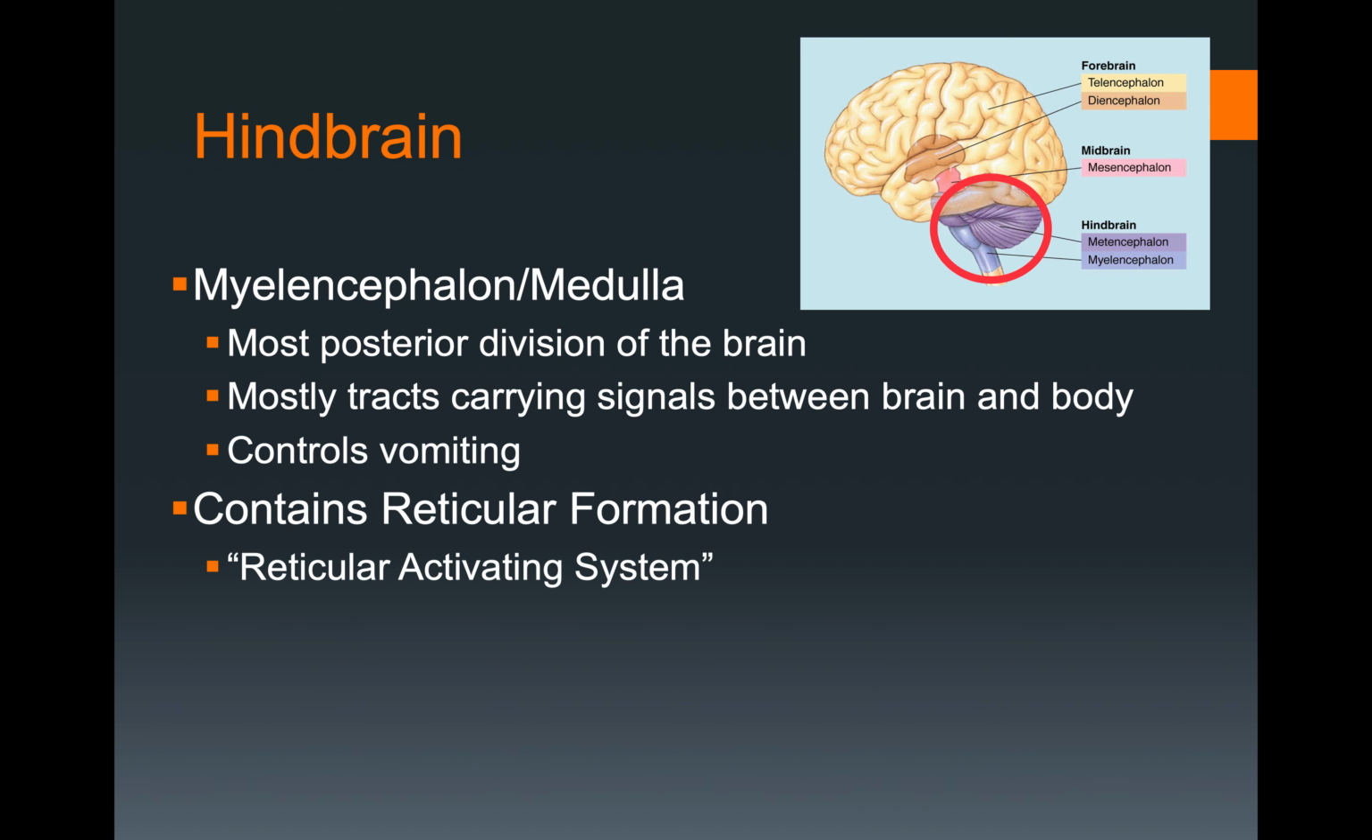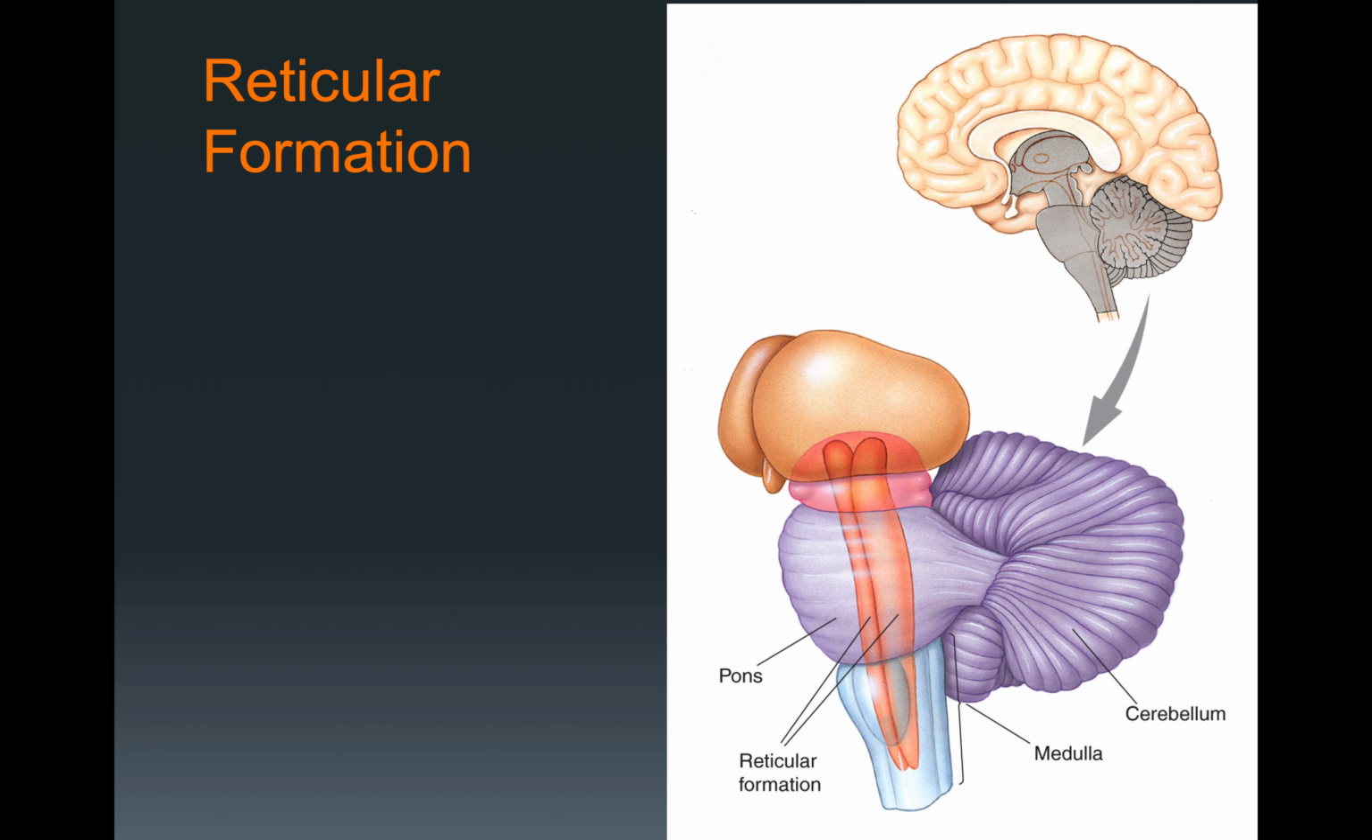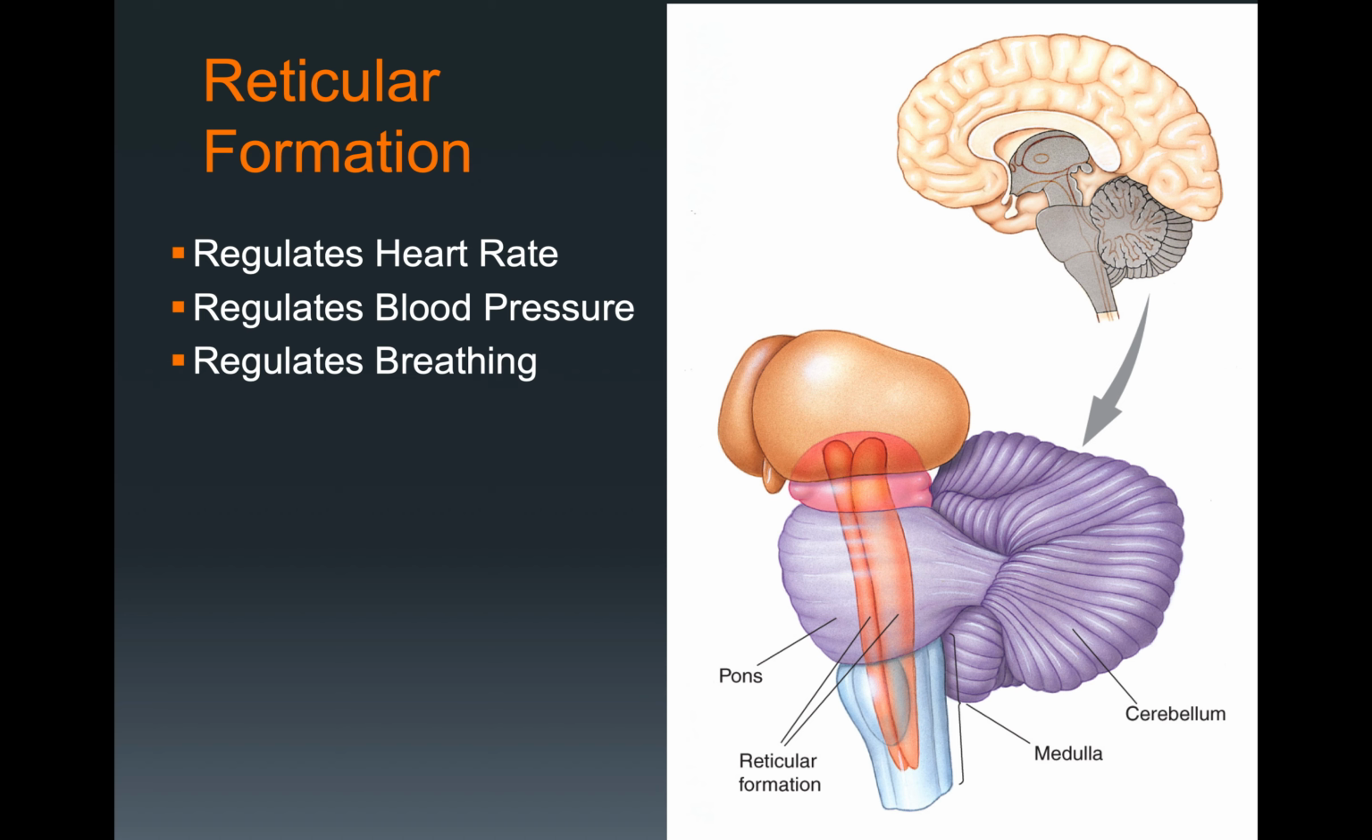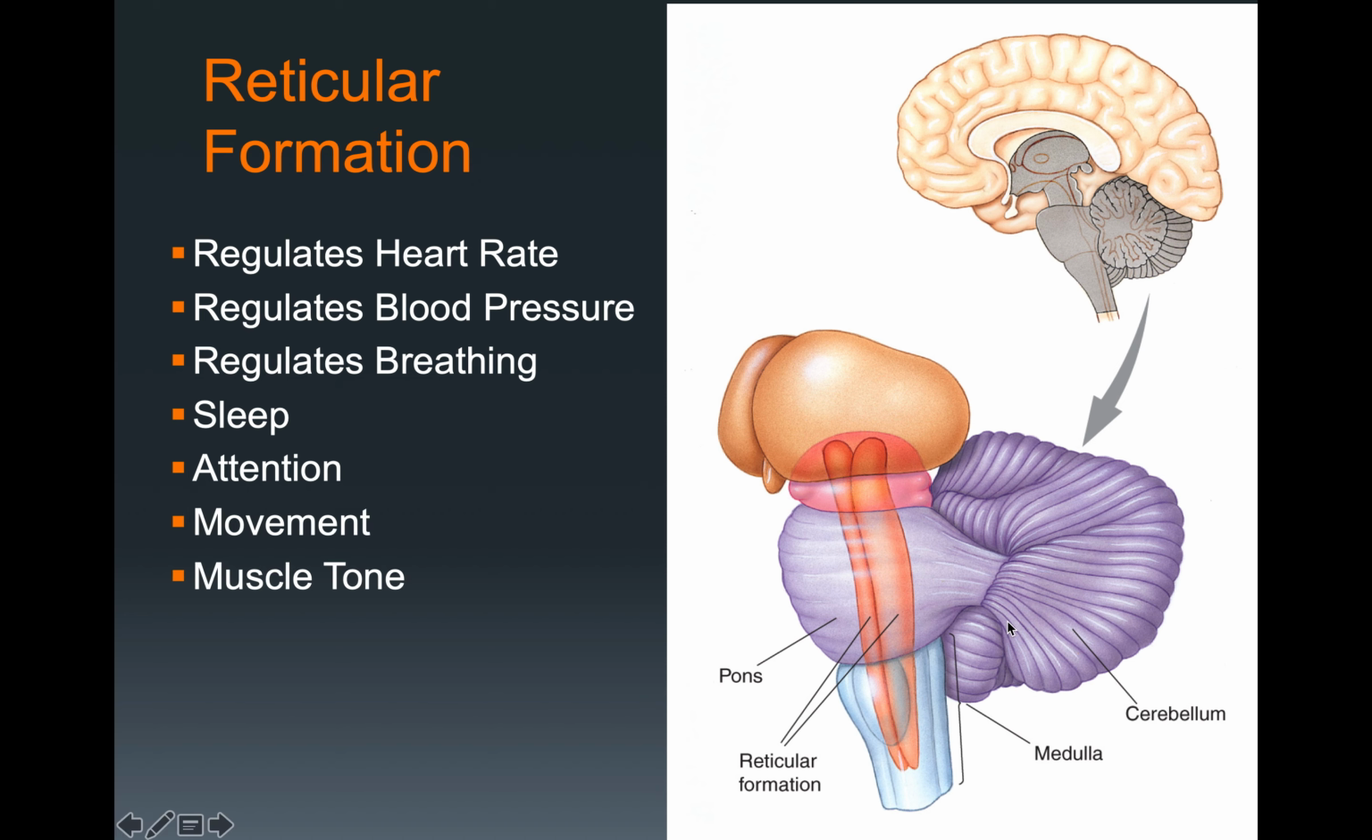The reticular formation is involved in a lot of basic reflexes, such as heart rate, blood pressure, breathing. It helps to regulate those things. It helps to regulate sleep, attention, movement, and some basic muscle tone. So this diagram is showing the reticular formation here. It actually goes through multiple structures. So you see here, part of it's in the medulla, part of it is here in the pons, which is part of the metencephalon, and then going up into the midbrain or mesencephalon.